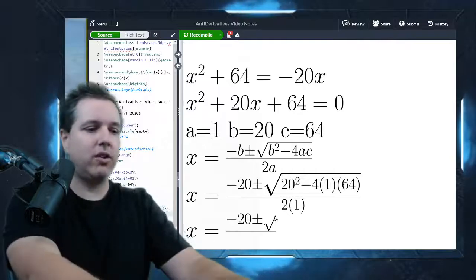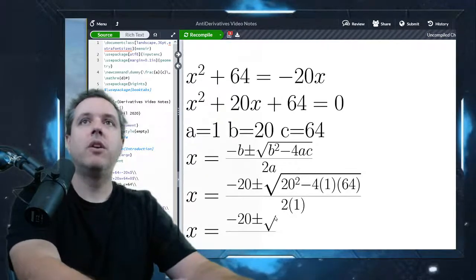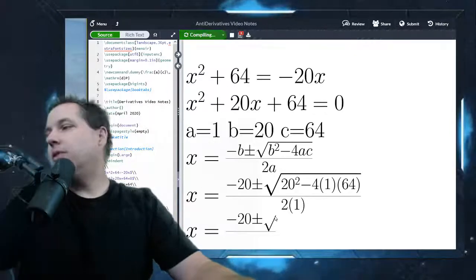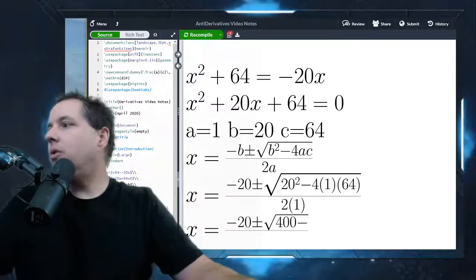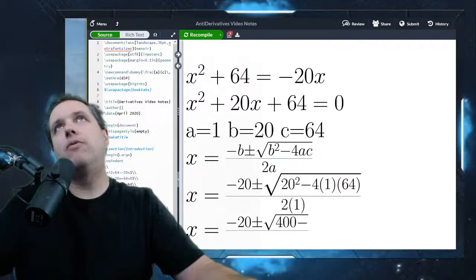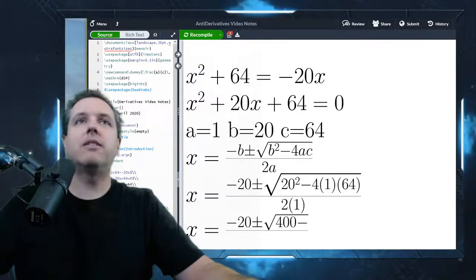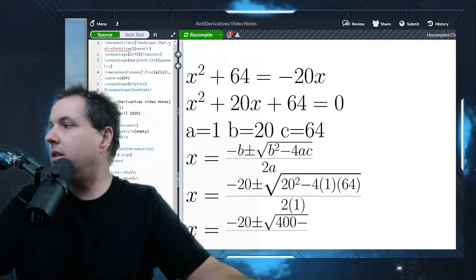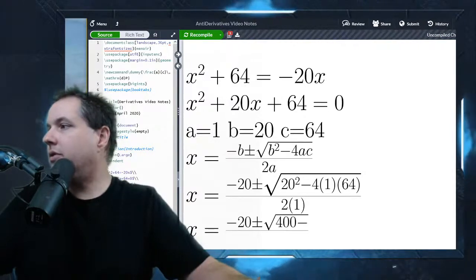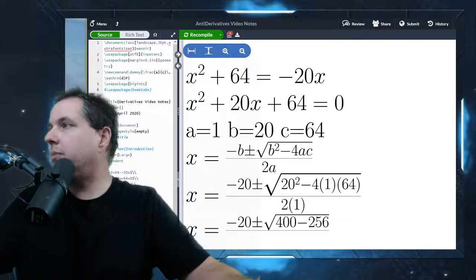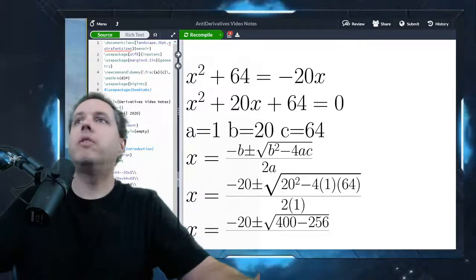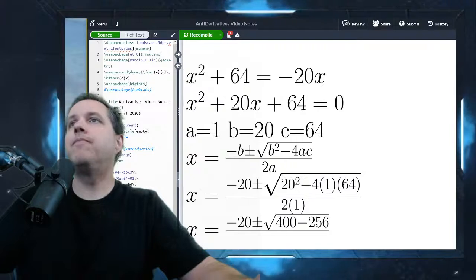Okay, so 20 squared is what, 400 minus, okay, 4 times 64 should be, what, that's 256? So 256, I better get my calculator ready so I don't make some mistake trying to do this all in my head. Right, 16 times 4.